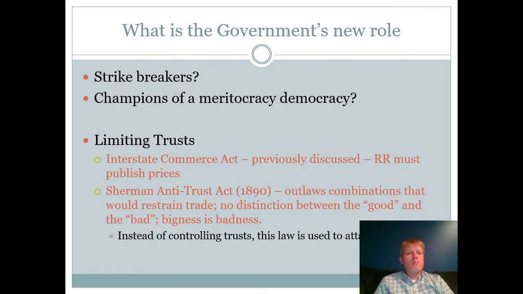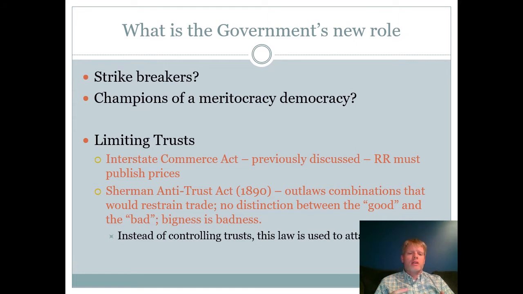Right? And one of the big questions that the progressive era is going to strive to answer is, what is the government's new role? In the Gilded Age, the government was very clearly on the side of big business. They were strike breakers. Whenever the workers went on strike, the government came in and broke them up. The president sent Pinkerton agents to break up a steel strike. He sends the army to force Pullman back to work.